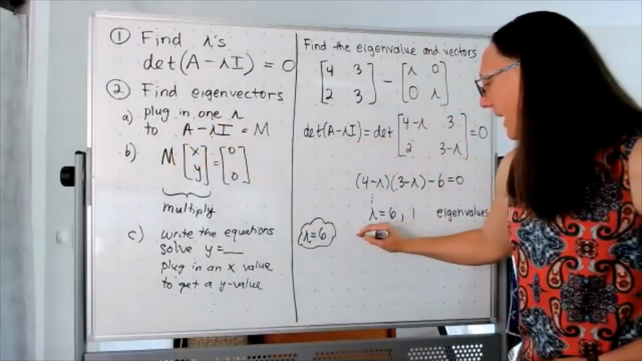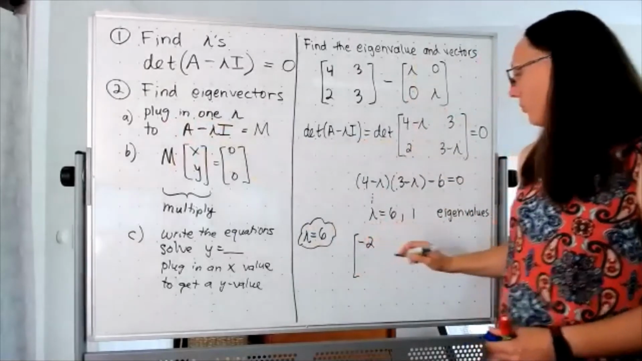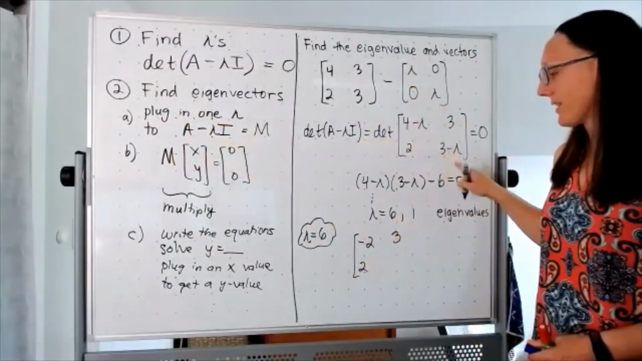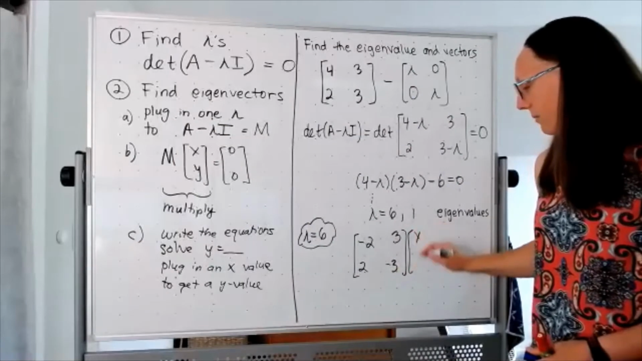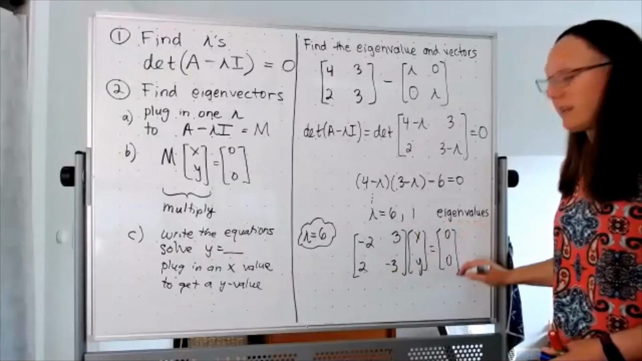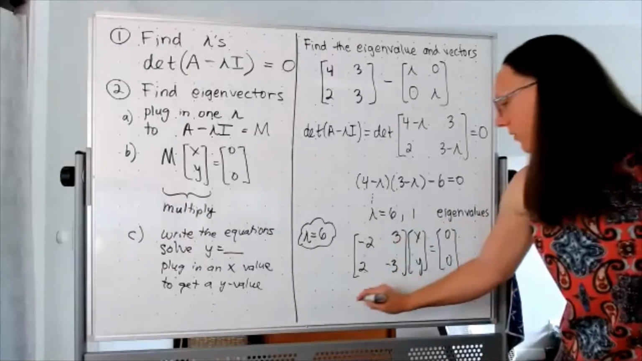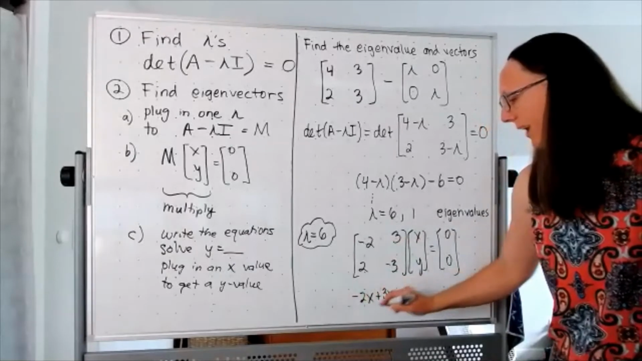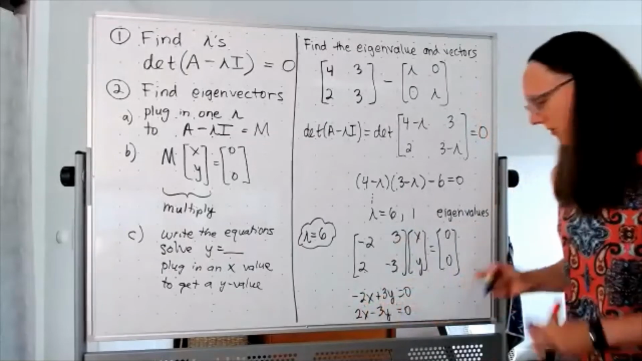That's going to make our matrix look like 4 minus 6, that's -2, got a 3, a 2, and 3 minus 6 is -3. And that multiplied by [x, y] needs to be equal to the 0 vector. When we distribute that out, I've got -2x plus 3y is equal to 0, and 2x minus 3y is equal to 0.